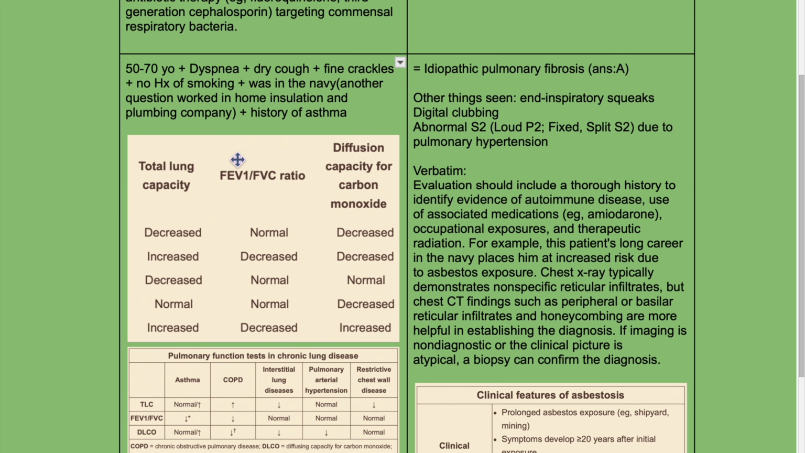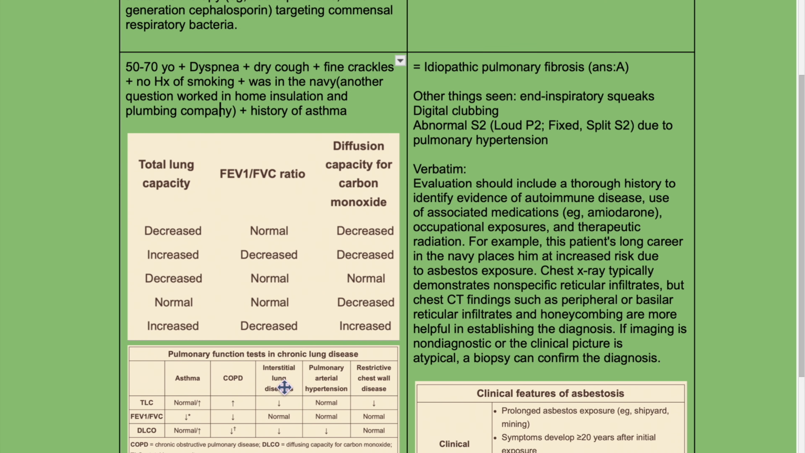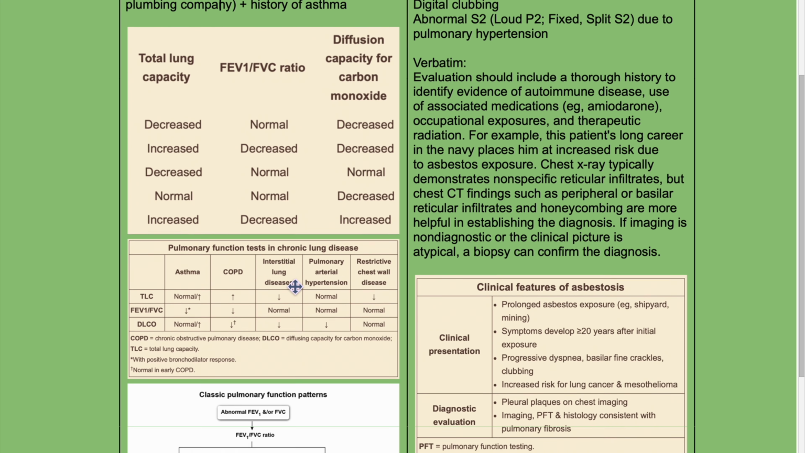So asbestosis causes interstitial lung disease. You'll have decreased total lung capacity. You'll have normal FEV1 to FVC ratio. It's all a restrictive pattern, right? And diffusion capacity for carbon monoxide is going to be decreased because of the inflammation and destroying the alveolar walls. So DLCO is decreased, FEV1 to FVC is normal, and TLC is decreased.